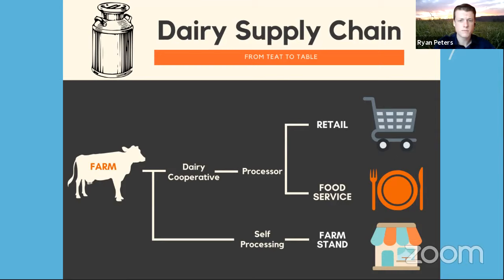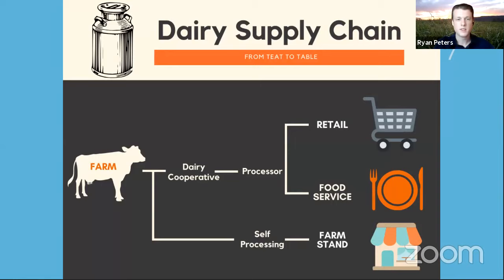This whole system is highly regulated by the government and various contracts between these different groups. The alternative that many small farms have turned to is processing the milk themselves and running a farm stand. Now, what has happened during the pandemic is that schools and restaurants have closed along with all non-essential businesses. This has virtually eliminated the food service market.